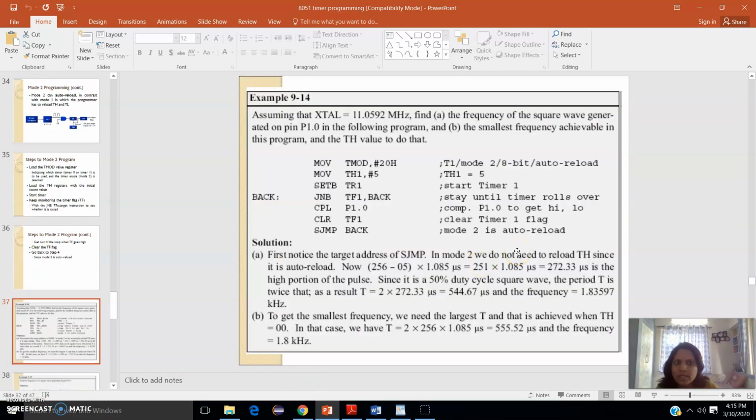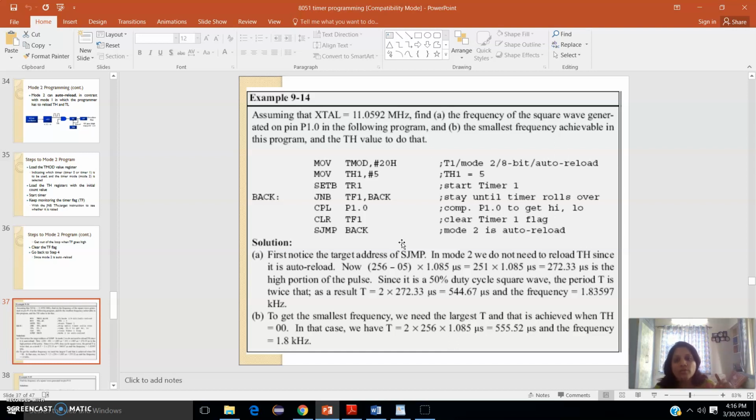Again, the same type of problem is there. Here, find the smallest frequency achievable in this program. The value given in TH is 5. Now, in mode 1 programming, we subtract the value from 65536 in decimal. But if it is mode 2, then you don't subtract from 65536.